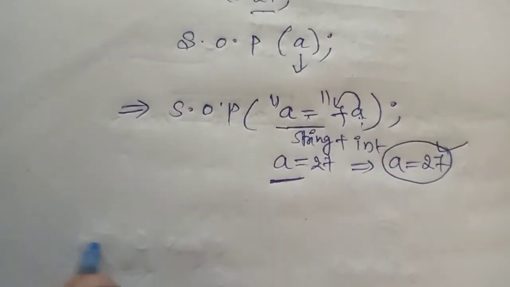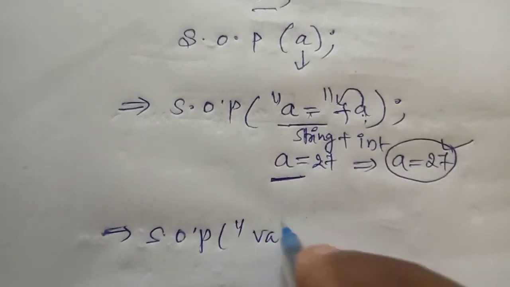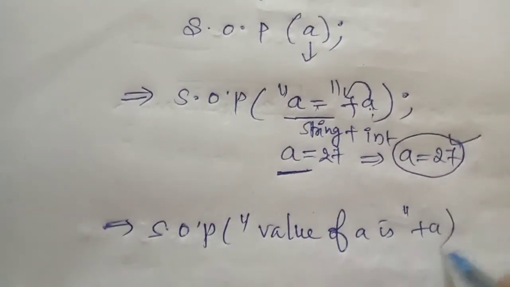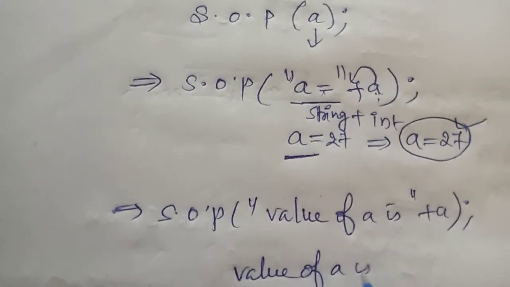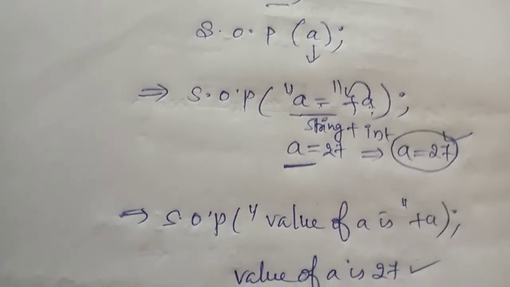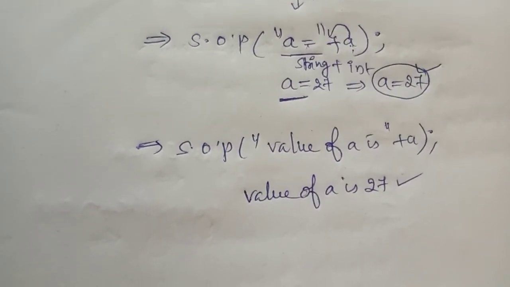Okay. So I am writing like this: system.out.println value of a is plus a. So you will get value of a is 27. Right, like this you can do system.out.println.